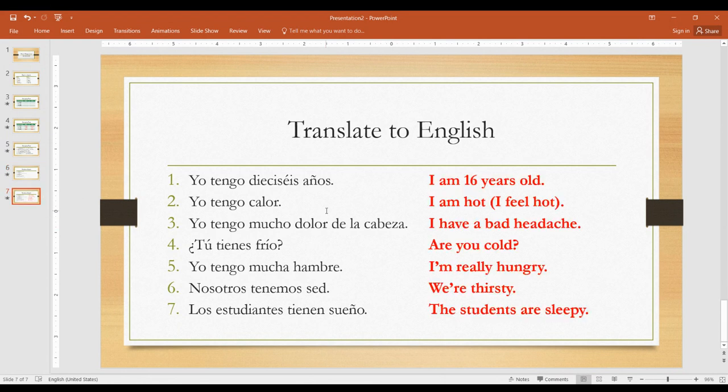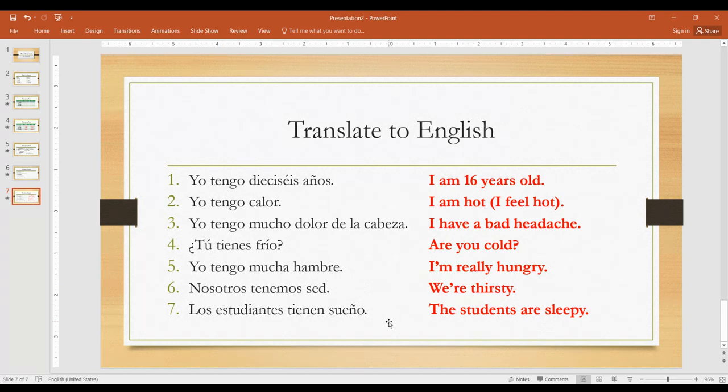Here are your answers. Yo tengo 16 años. I have 16 years. Yo tengo calor. I have heat. Yo tengo mucho dolor de la cabeza. I have much pain of the head, or I have a bad headache. ¿Tú tienes frío? You have cold? Are you cold? Yo tengo mucha hambre. I have much hunger, a lot of hunger. Nosotros tenemos sed. We have thirst. And los estudiantes tienen sueño.